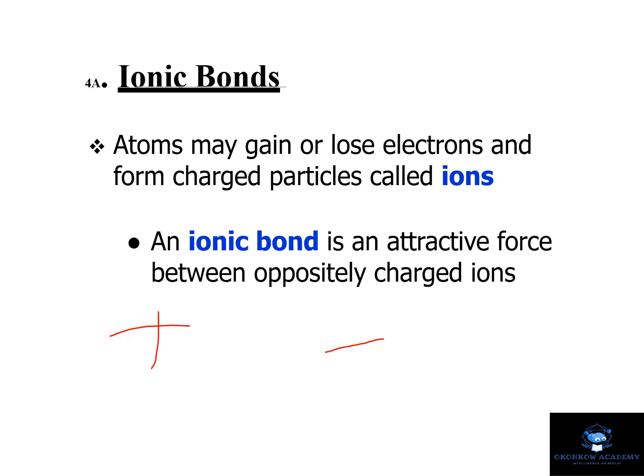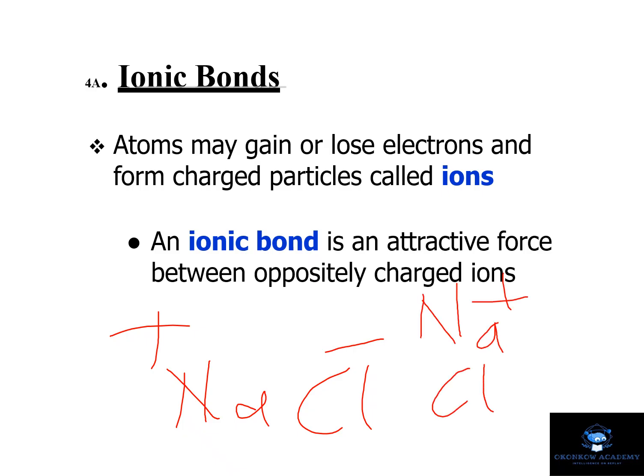So if you have something like sodium chloride, it's made up of sodium plus and chlorine minus. That makes it an ionic bond. These are mostly considered in inorganic chemistry. But in organic chemistry, you can have some organic compounds that are charged.